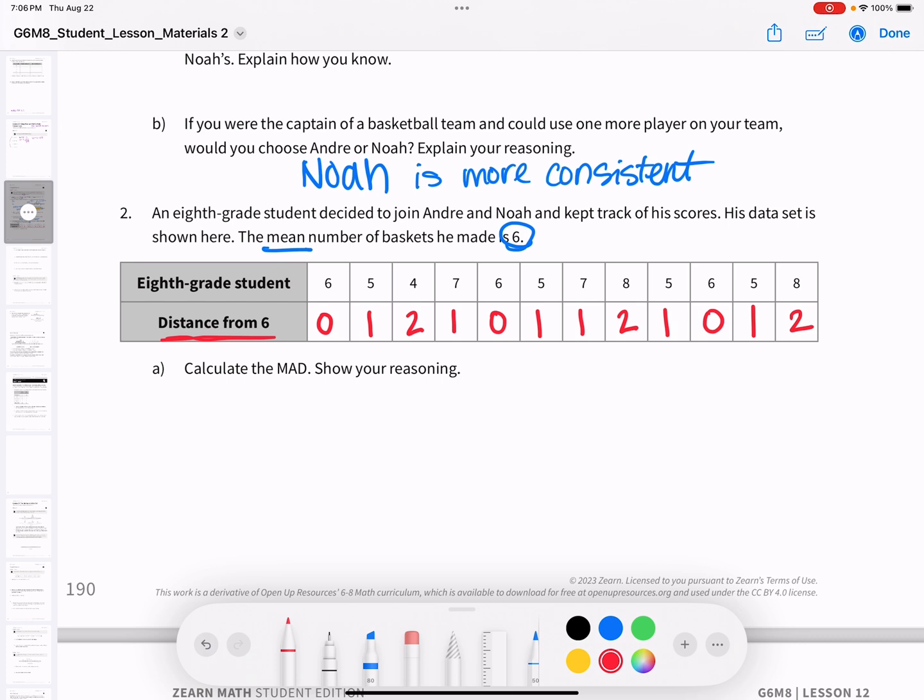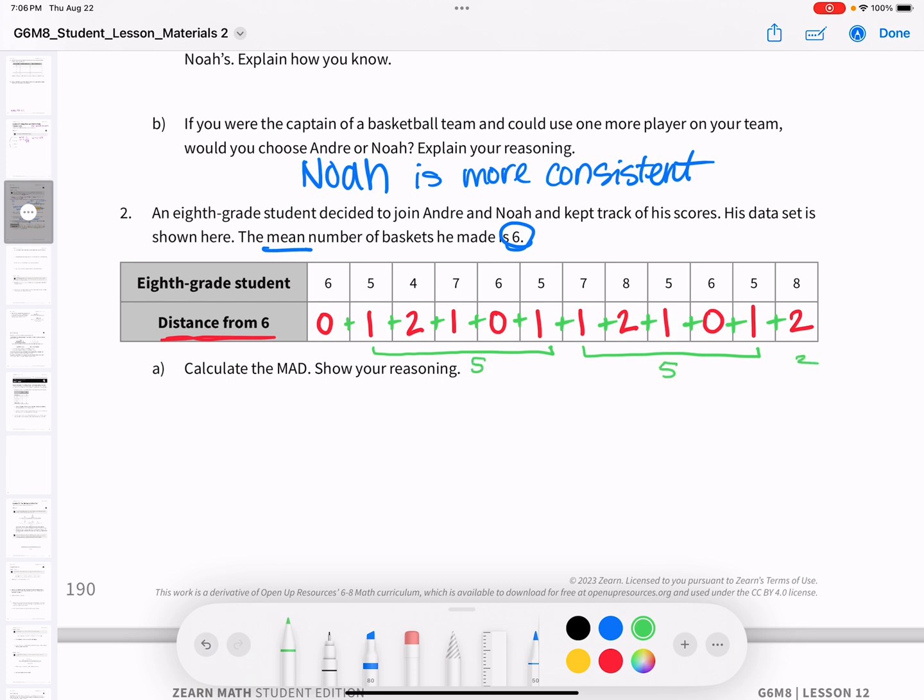So, we have 0 plus 1 plus 2 plus 1 plus 0 plus 1 plus 1 plus 2 plus 1 plus 0 plus 1 plus 2. And that equals 3, 4, 5. 2, 3, 5. So that's 5 and 5 and 2.